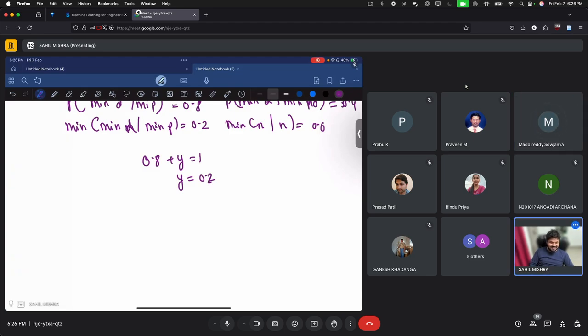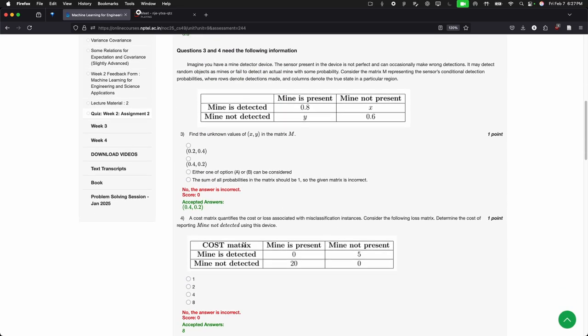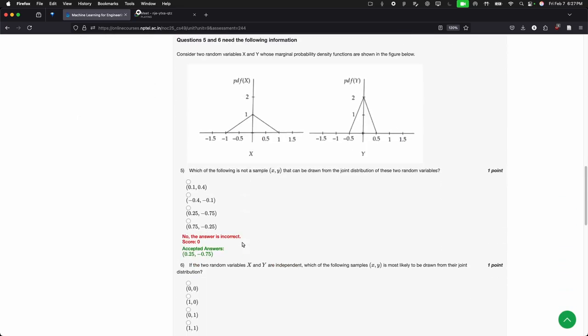I get confused. Anyways, any other doubts in week 1, week 2 assignments? Question 5, yes.